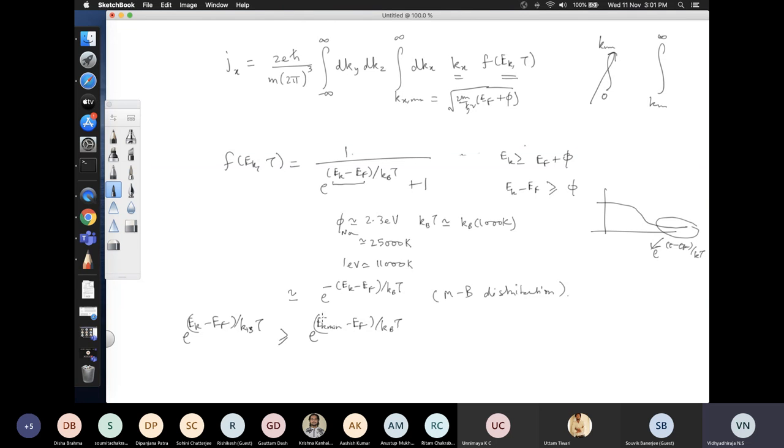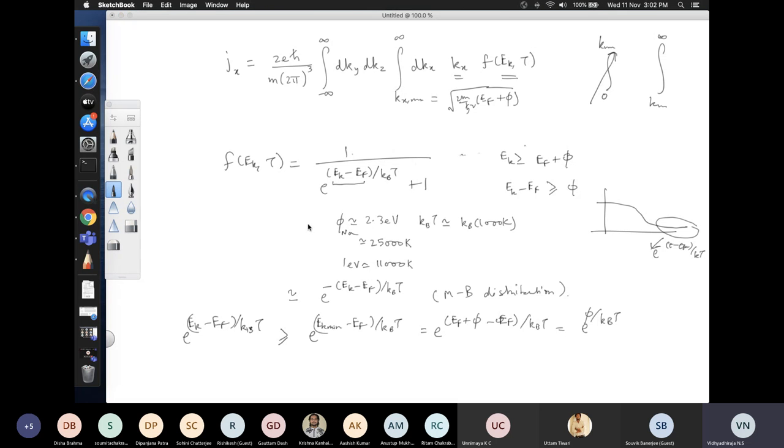Yeah. Now, what is the Ek minimum that we have considered for thermionic emission? The minimum energy that we need for thermionic emission is that the electron should have an energy equal to the Fermi energy plus the work function in order to be able to escape the metal. Is this point clear? Yes, sir. Yeah, so which means that this is equal to e to the power (Ef plus phi minus Ef) by kBT, and this is equal to e to the power phi divided by kBT.